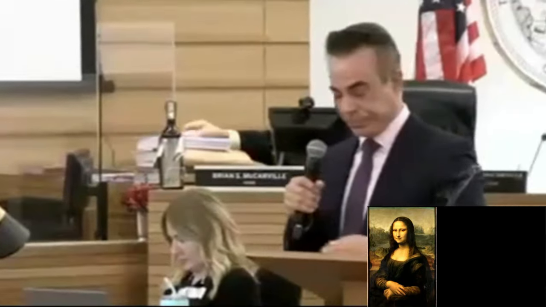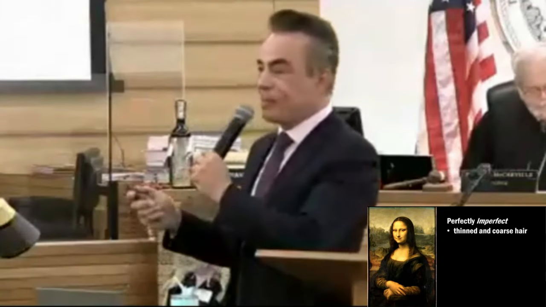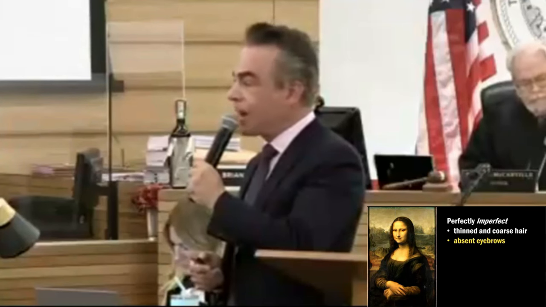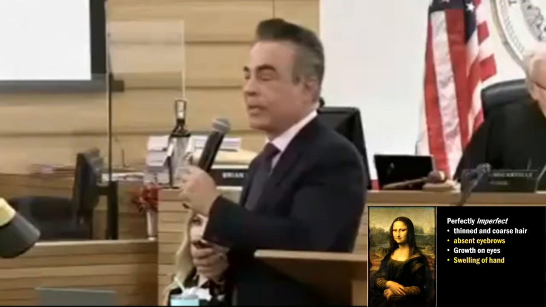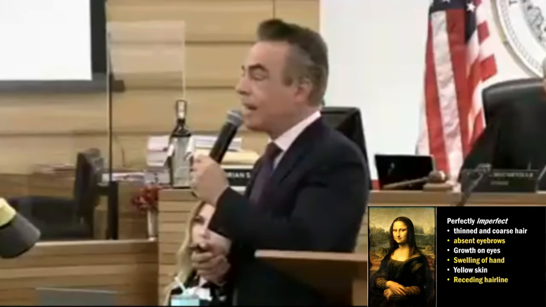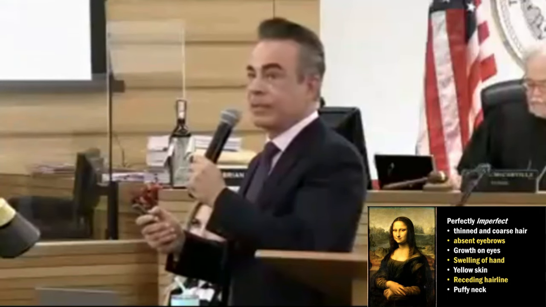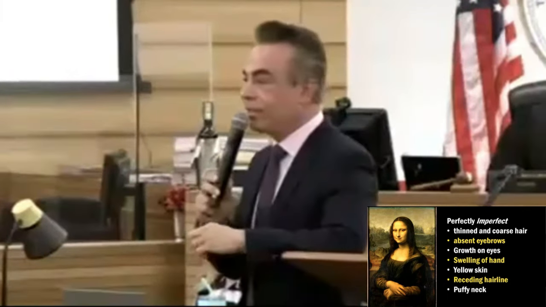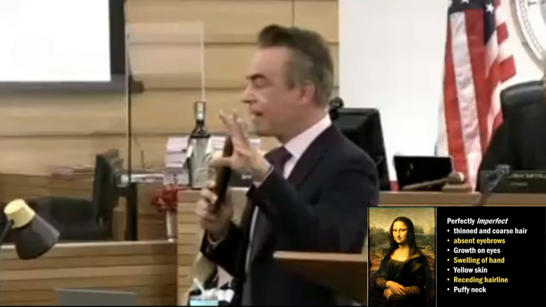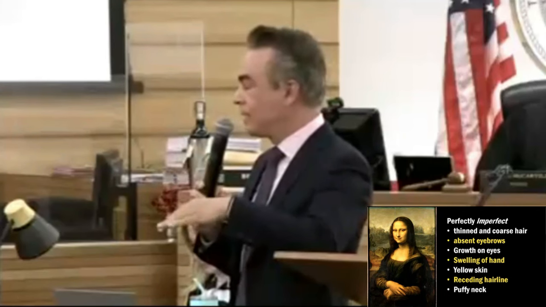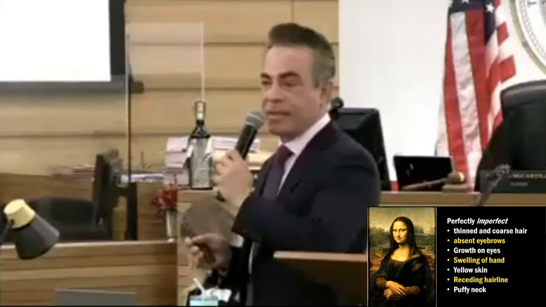And for someone to go look at this painting, as some historians have done, and point out the following: she has thin and coarse hair. Okay, this is the most famous painting ever, and the Mona Lisa has thin and coarse hair. She's missing eyebrows. She has a growth on her eye. There's swelling of her hand. She has yellow skin. She has a receding hairline. She has a puffy neck. And the point is that it's all still beautiful. It's all still magical. And by the way, that painting is paint on canvas or whatever texture it is. Human beings, all of us with our imperfections, are infinitely more exquisite than any painting and have infinitely more value than any painting. Well, I guess there are a couple things to learn.